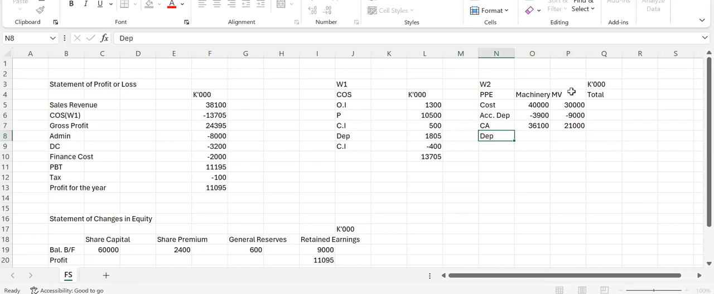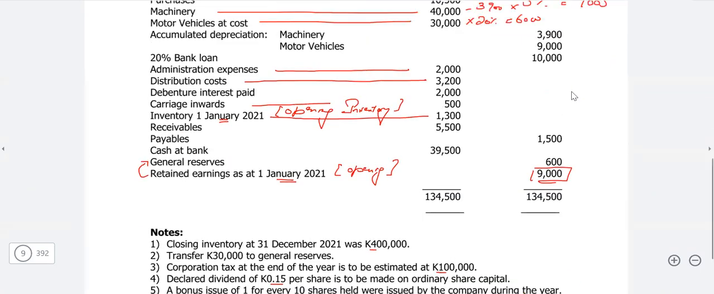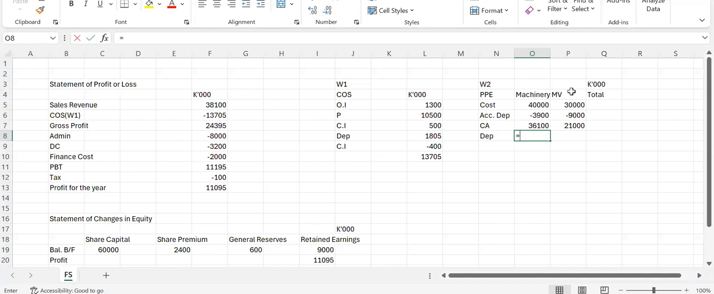Now we have the depreciation for the year. We have already calculated it. For machinery, they said, reducing balance method 5%. So what we can do is simply we can do that. 36,100 into 0.05, which is 5%. So this is 1805. We can put the negative sign over here, just to make sure we are deducting the depreciation. And then we have this thing minus. So the cost into 20%, which is 6,000.